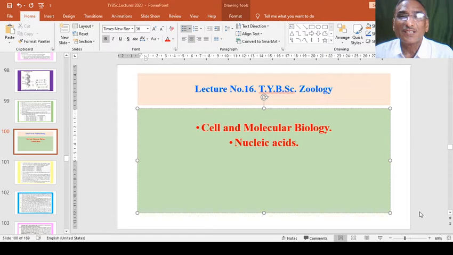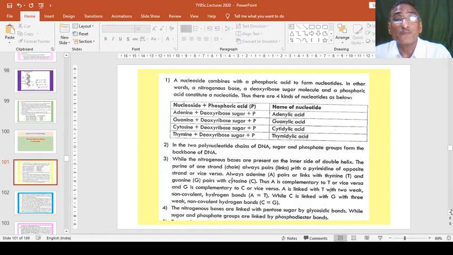We will continue with lecture number 16 on cell and molecular biology. Last time we have seen the nucleic acids, DNA and RNA. We have seen the structure of DNA, their base pairs, their nucleotides, nucleosides, then purines and pyrimidines, and everything we have seen. Again, we will take a look over these nucleosides plus phosphoric acid.